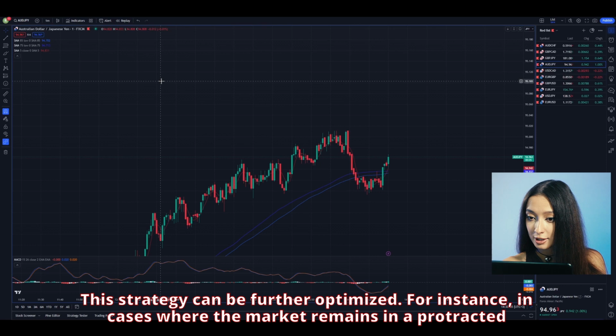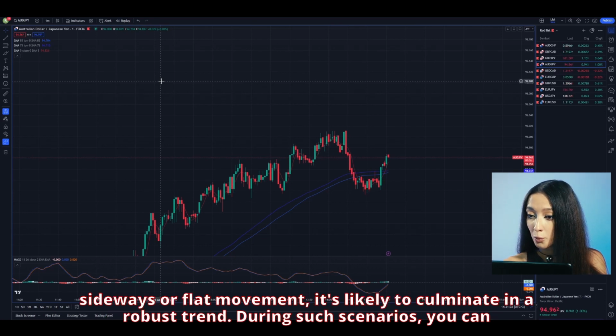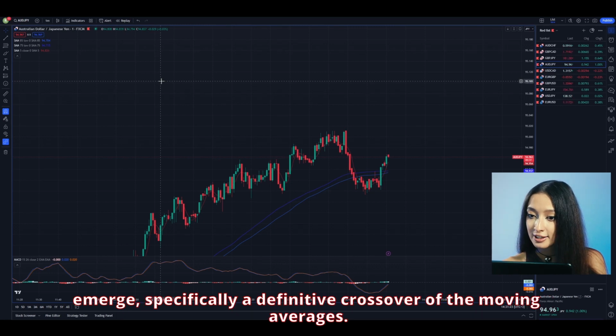This strategy can be further optimized. For instance, in cases where the market remains in a protracted sideways or flat movement, it's likely to culminate in a robust trend. During such scenarios, you can prepare all the indicators and await the signal to open a trade when the first indications of the reversal emerge, specifically a definite crossover of the moving averages.